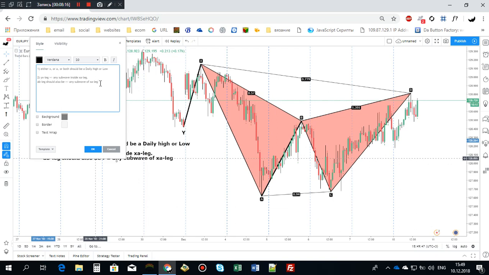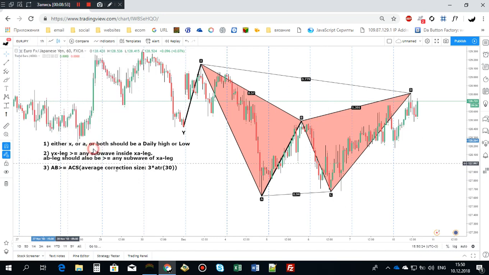So let us standardize the patterns, and it will be standardized this way. AB leg is greater or equals to the ACS. In brackets, I will tell you what the ACS is. It is average correction size, and it is calculated as 3 multiplied by ATR period 30. See? So the AB should be greater than 3 multiplied by ATR period 30.